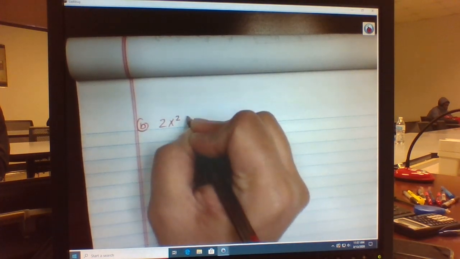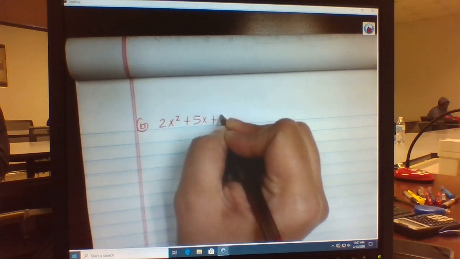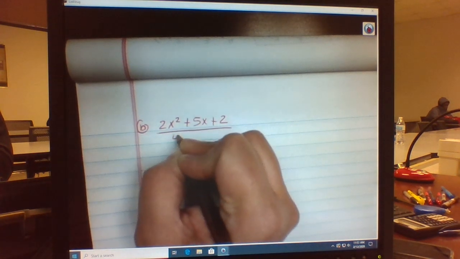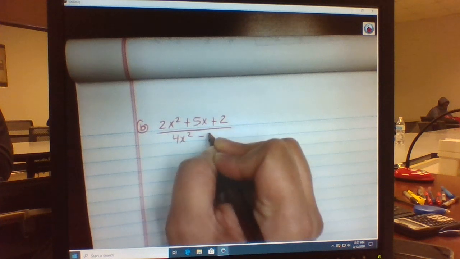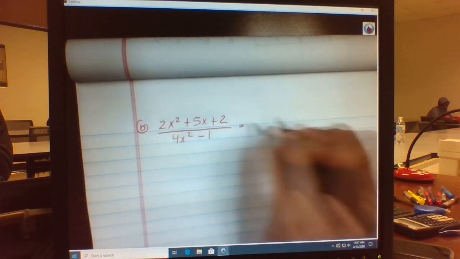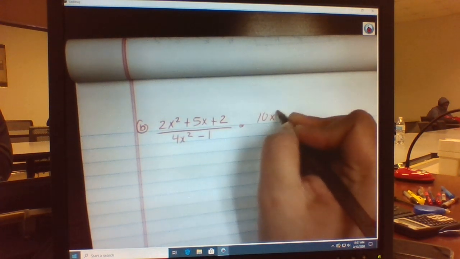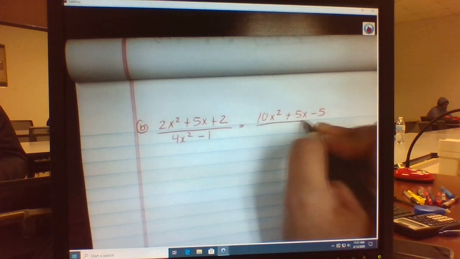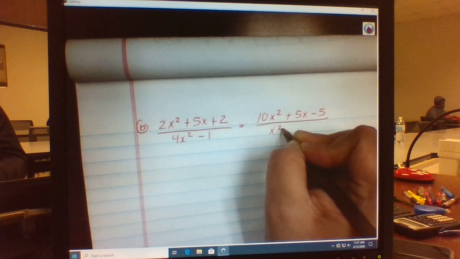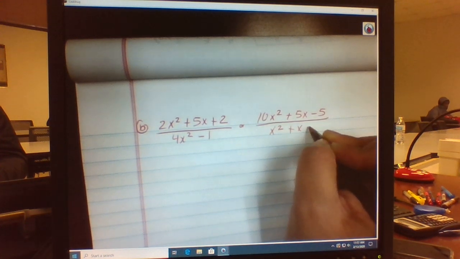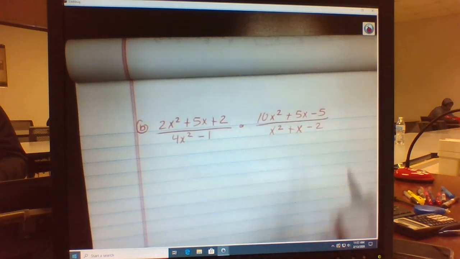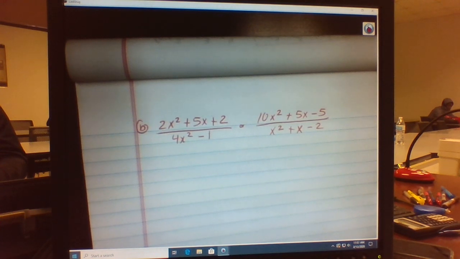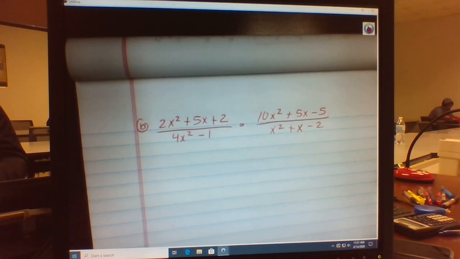2x squared plus 5x plus 2 over 4x squared minus 1, times 10x squared plus 5x minus 5 over x squared plus x minus 2. So start working on those, see what they have in common, see what could be factored out.